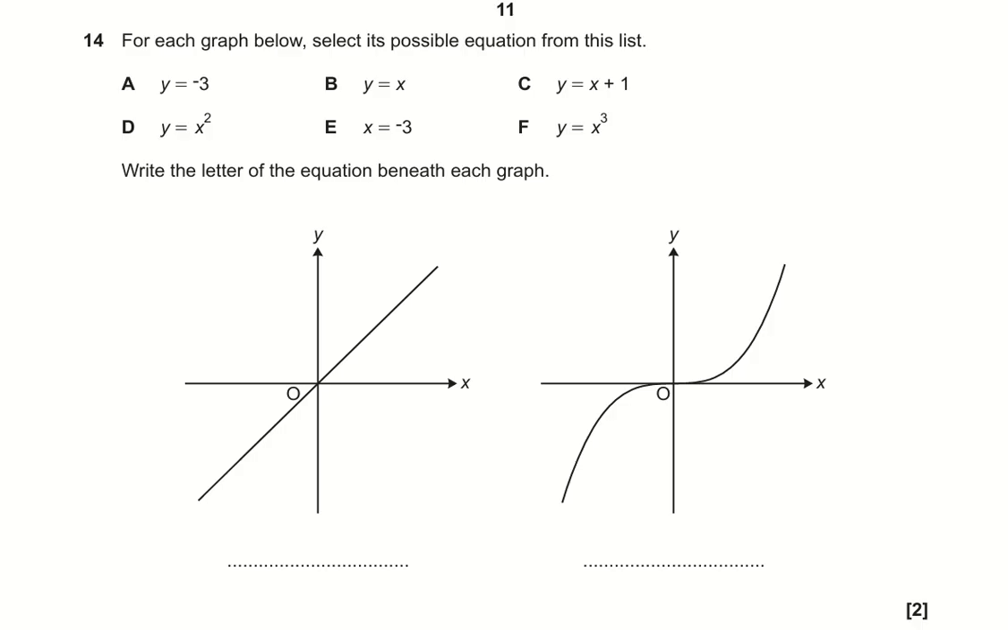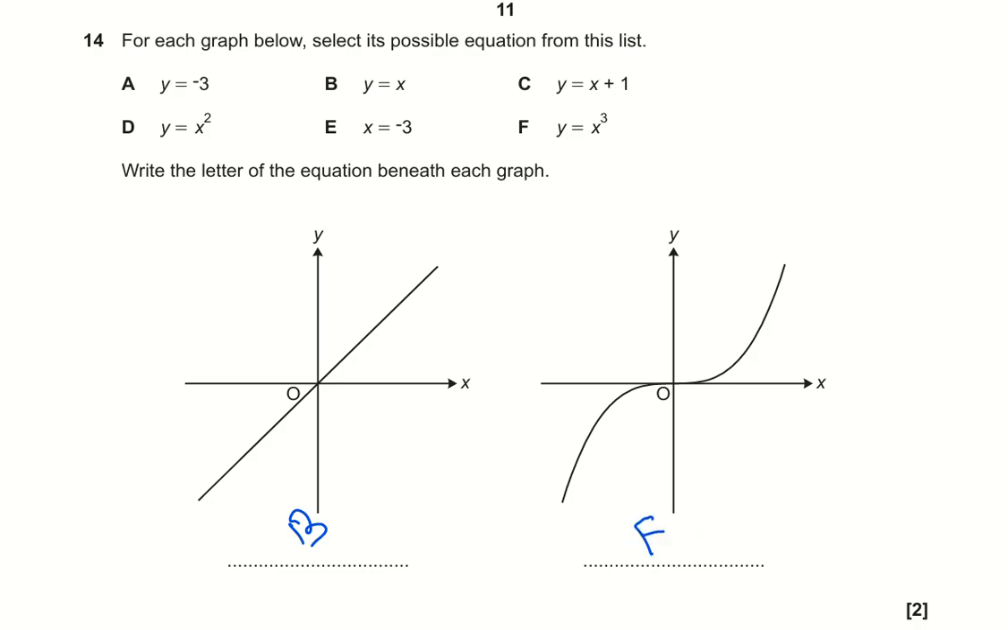Question number 14. For each graph below, select its possible equation from this list. As you can see, the first one is a straight line and it goes through the origin, so it should be y equals x. That means B. And this one is a cube, so y equals x cubed. Then the answer is F.